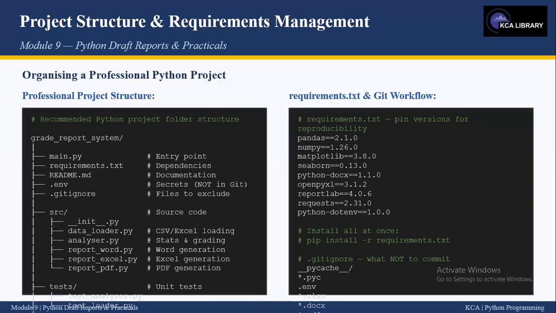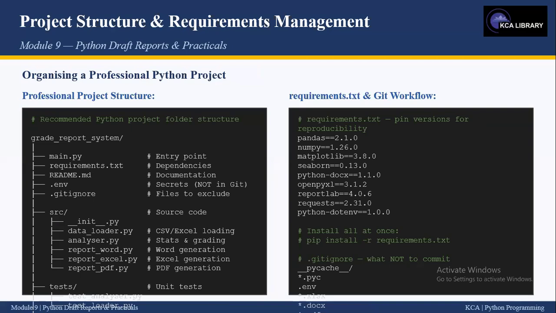Project structure and requirement management. Professional Python projects follow a standard folder structure that separates concerns clearly. The root directory contains main.py as the entry point, requirements.txt listing all dependencies, and a README for documentation. A .env file for secrets must never be committed to Git, and a .gitignore file.